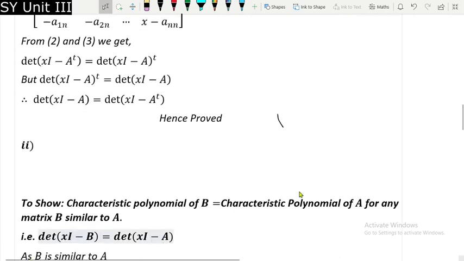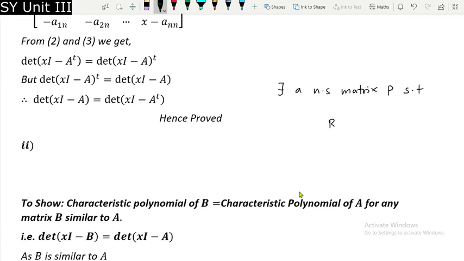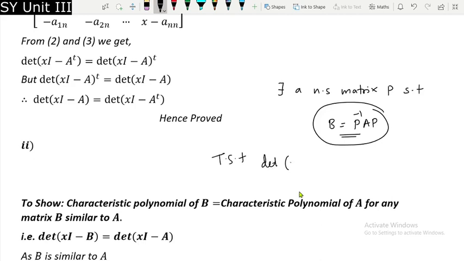But since B is similar to A, what will happen? As B is similar to A, there will exist a non-singular matrix P such that B will be equal to P inverse AP, right? So since now we have the value of B, what do we have to show? We have to show that this determinant of xI minus B, which is xI minus P inverse AP, is equal to determinant of xI minus A.